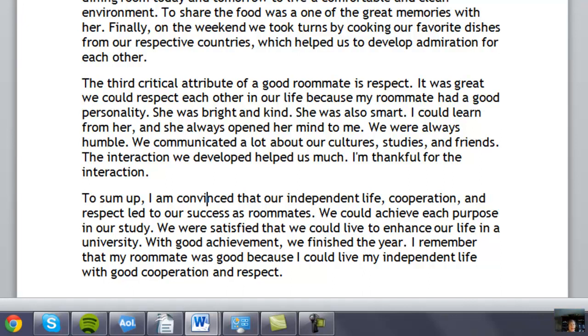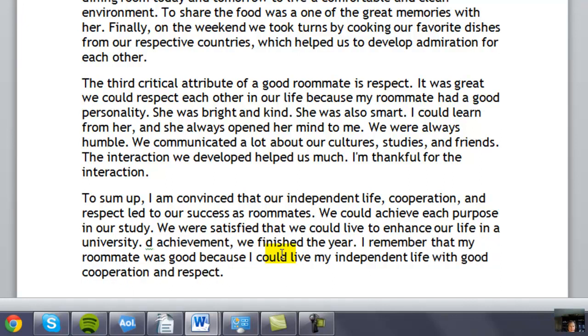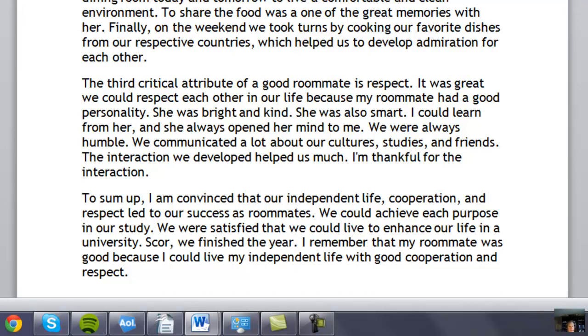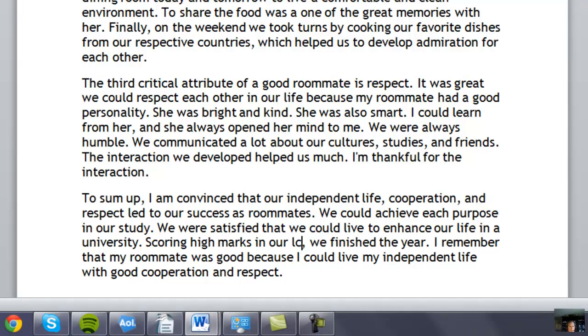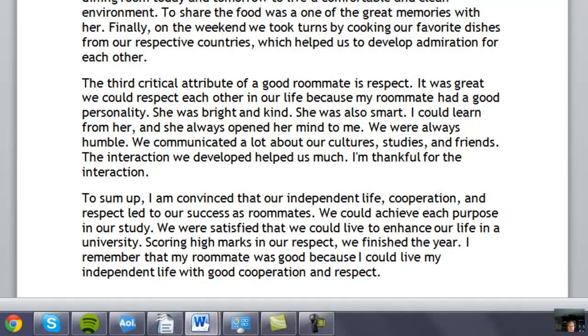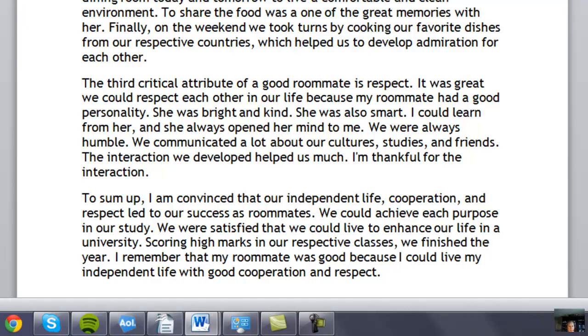Probably a little bit too repetitive in that last paragraph. You already mentioned independent cooperation and respect at the beginning of the paragraph, and then you mention it again at the end. And you have some little issue with "with good achievement." You might say something like this: Scoring high marks in our respective classes, we finished the year. Gives you a little bit of sentence variety there, and it says more of what you're trying to say.